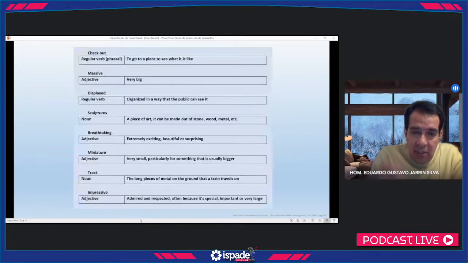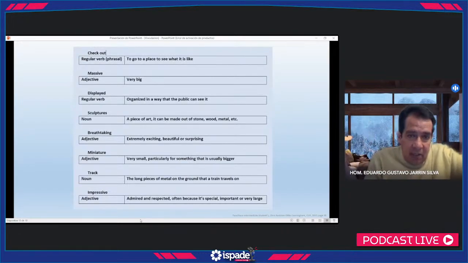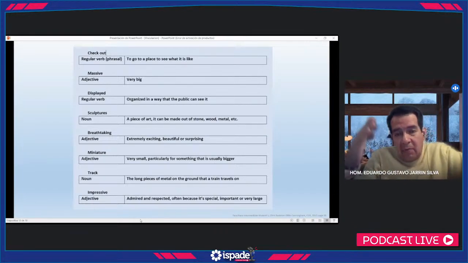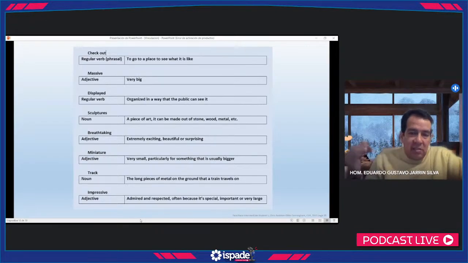Okay, and getting back to this, here are the answers for that, right? As I said, regular verb or phrasal verb, depending on the level. To go to a place to see what it is like, or to observe, whatever. Add massive: adjective, very big. Display: the verb, organized in a way that the public can see it, or exhibition, etc. Right here, there is no perfect answer, right? As long as they are synonyms, you accept them. Probably you guide them through the best words, the best options for that.